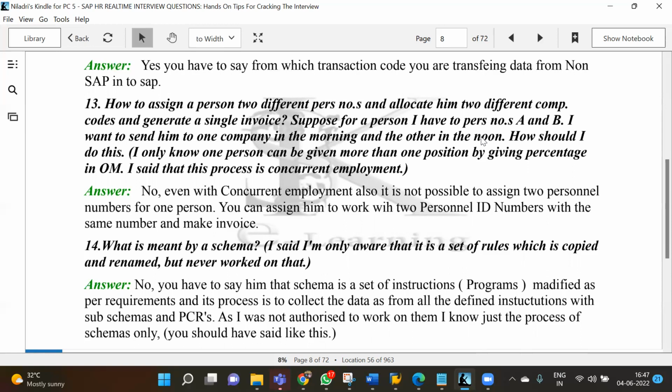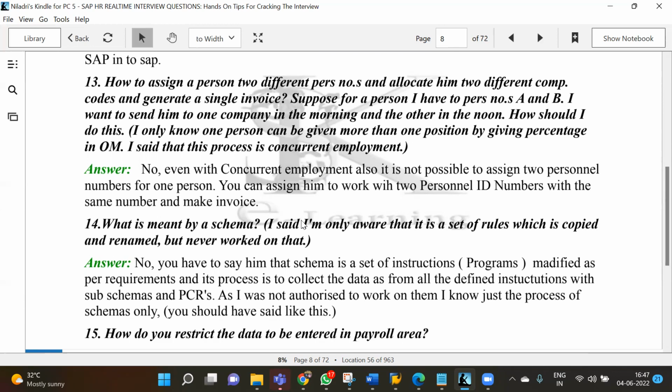So we can see that they are giving the percentage in OM, that's concurrent employment. But again, in this scenario, even if you are having concurrent employment, it is not possible to assign two personnel numbers to one person, right? You can assign him to work with two personnel IDs and make an invoice. So this is more a kind of extended workforce management, which we call in SuccessFactors, when we do have concurrent employment, and other than that, we do have SAP as well. But this question is asked from the SAP HCM point of view, so we can answer them accordingly.